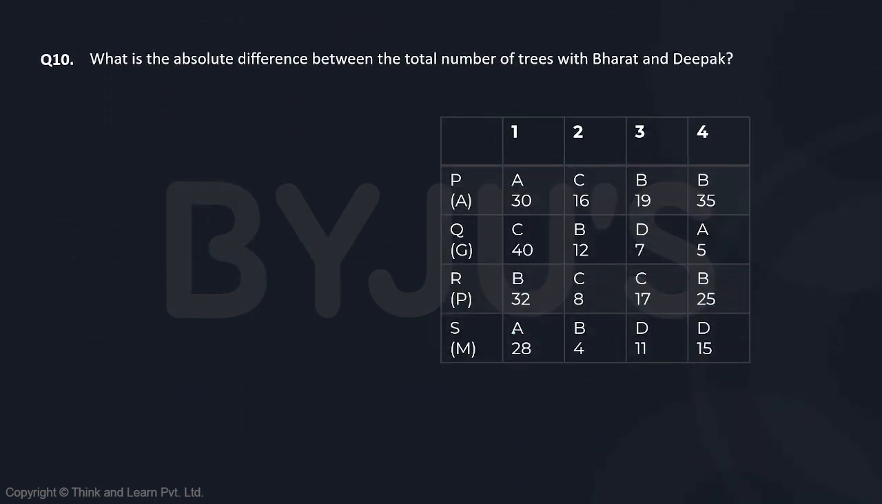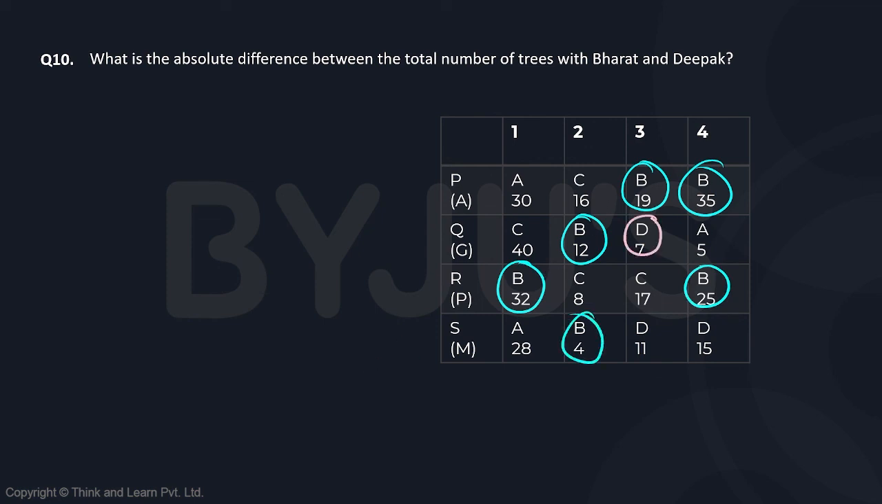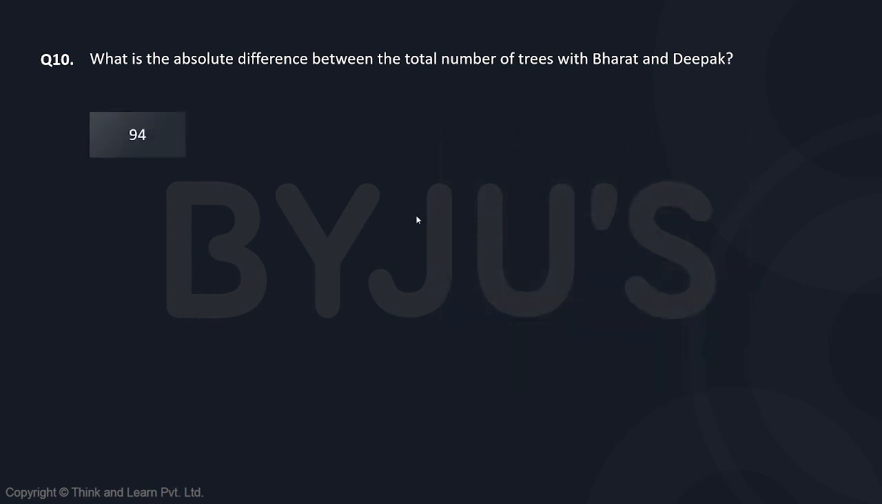And finally, what is the absolute difference between the total number of trees with Bharat and Deepak? Bharat has got 19 plus 35 plus 12 plus 32 plus 25 plus 4, and Deepak has got 7 plus 11 plus 15. This is clearly 33. Deepak has got 33. Bharat has got 19 plus 35, which is 54, plus 12, 66, plus 32, that is 98, plus 25, that is 123, plus 4, 127, and 127 minus 33 will give you 94. 94 is the correct answer for question number 10.